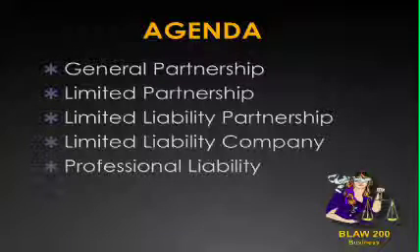So we're going to start talking about those hybrids which combine elements of other entities. And generally what we're looking at is we're combining some of the benefits of partnerships and some of the benefits of corporations, which we'll talk about next time. But we're kind of melding those together. And this is certainly a growth area. So there's a number of these that are coming out, and we'll take a look at those. And we'll talk a little bit about professional liability as well.